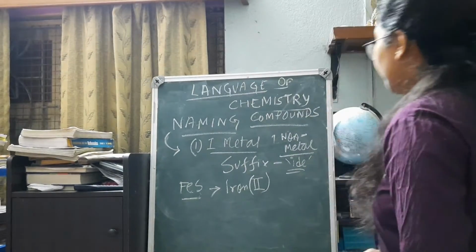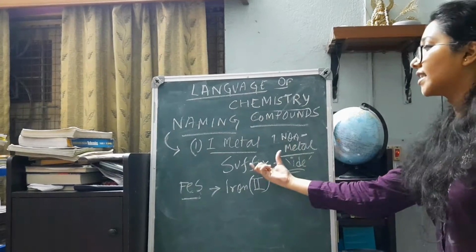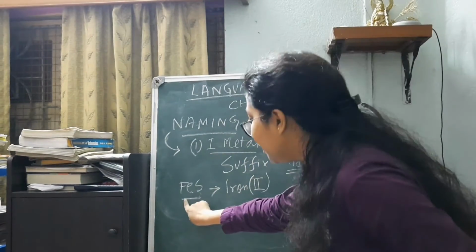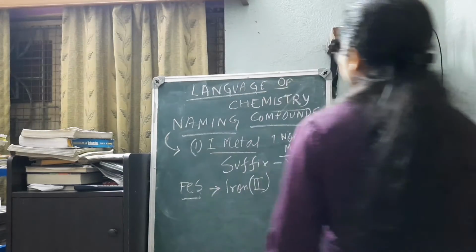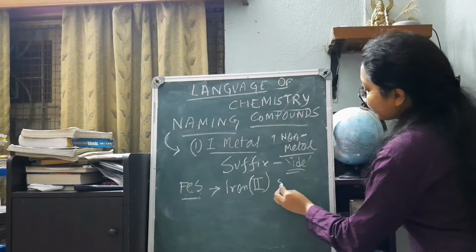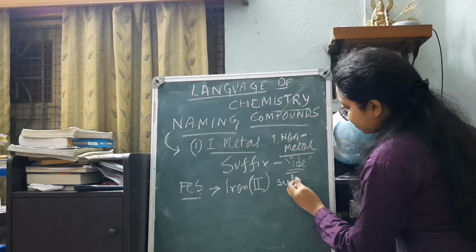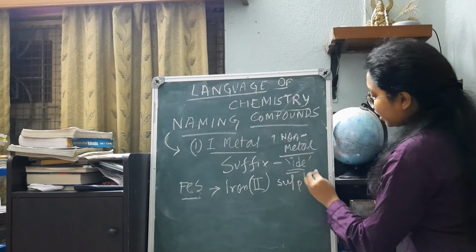So iron 2, then it should end with the suffix "ide" if it is one metal and one non-metal. Iron is a transition metal, sulfur is a non-metal. So iron(II) sulfide. Okay.